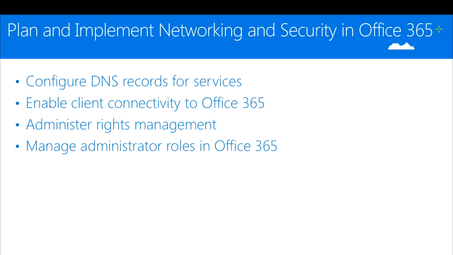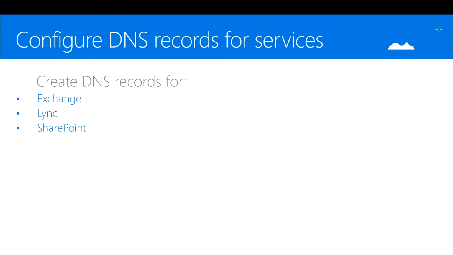So once you've done that, of course, then you need to configure the DNS records for the other services, Exchange, Skype for Business, and so on. We spoke about rights management. We'll actually cover that in 7347 in more detail. We spoke also about managing administrator roles in Office 365. So remember, if you need them, create those DNS records for Exchange, Lync, or Skype for Business, whatever you call it, and SharePoint.